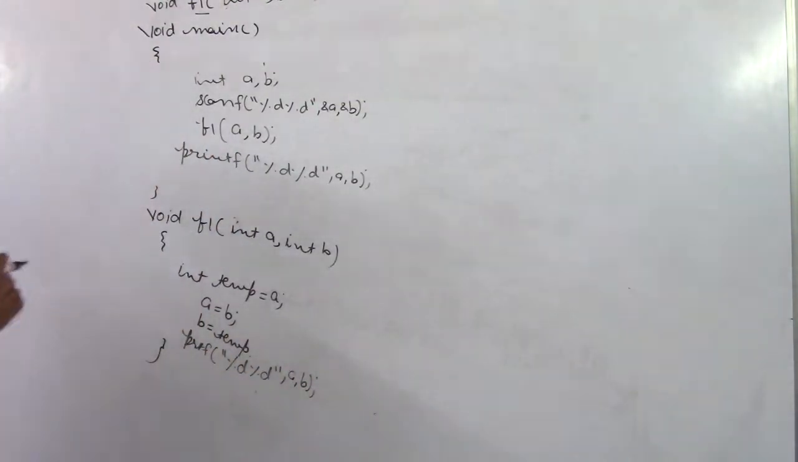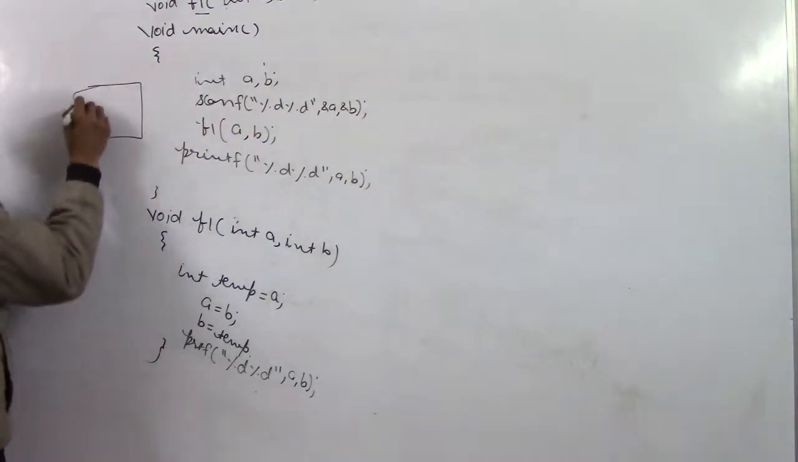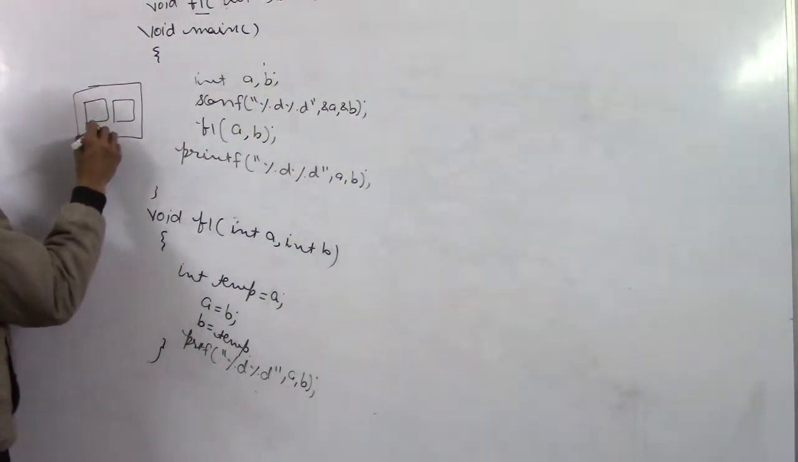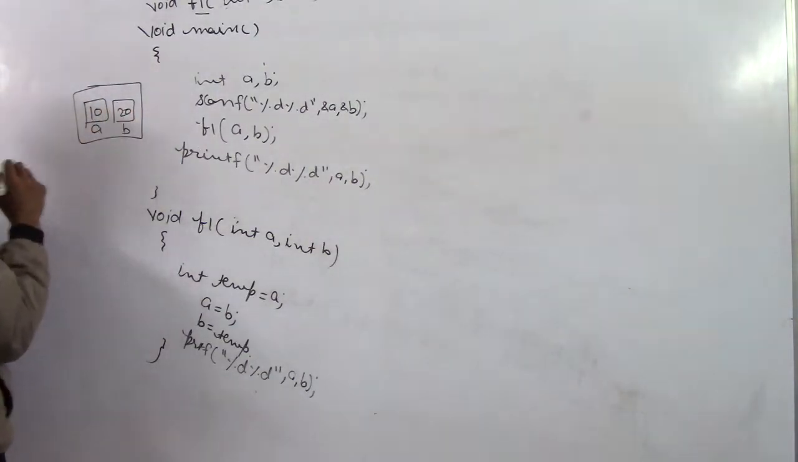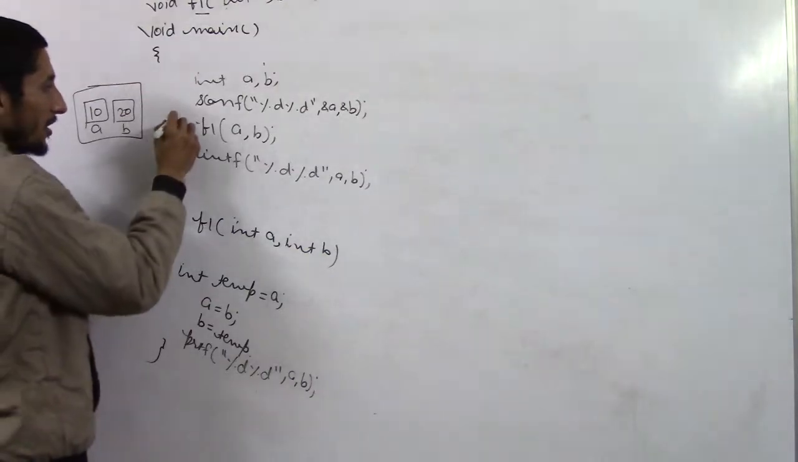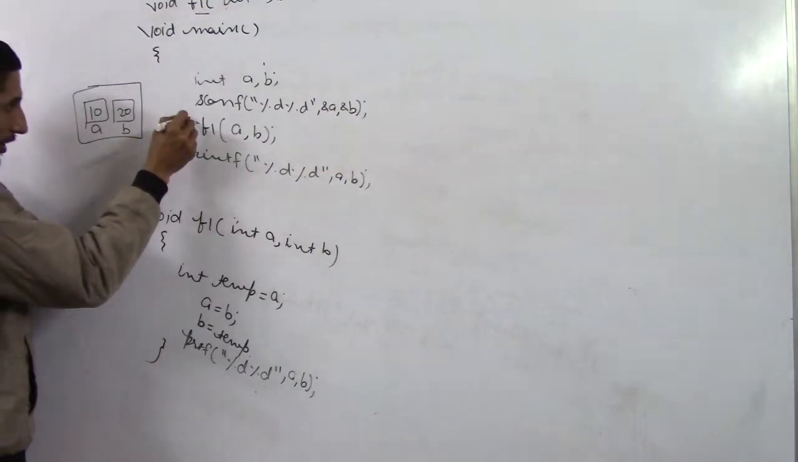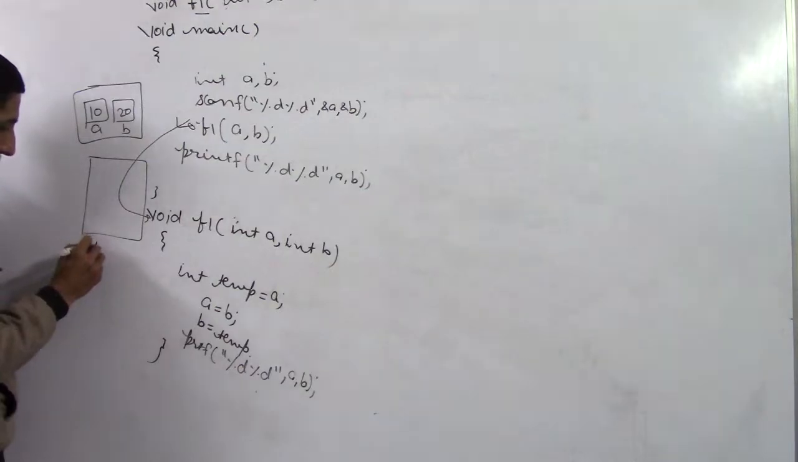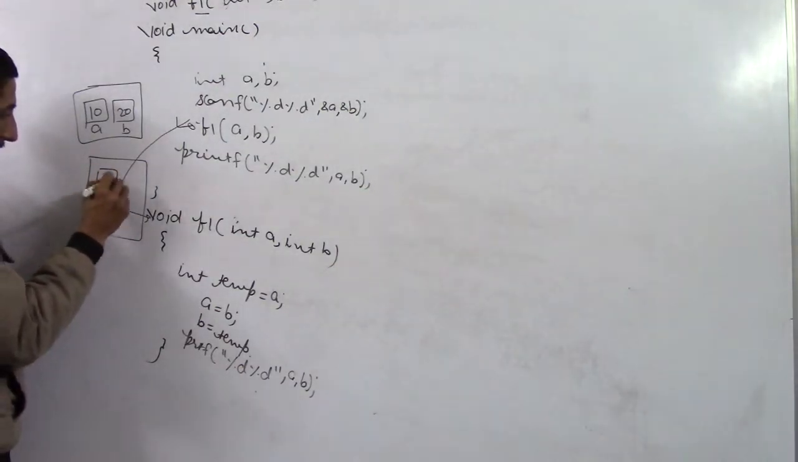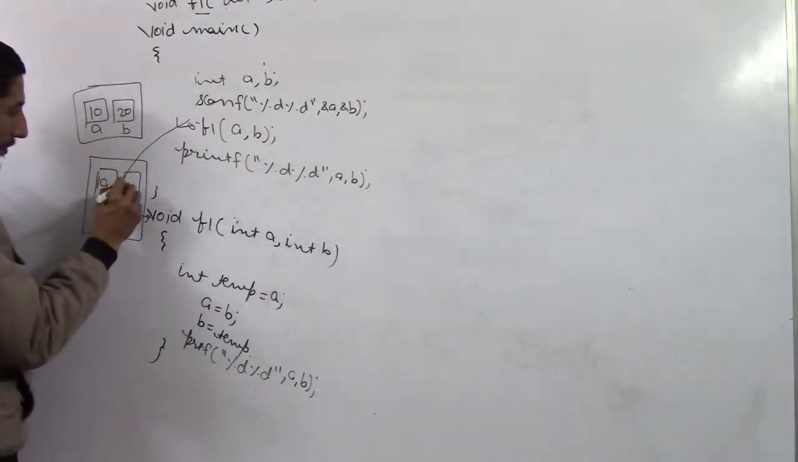So let me explain the program from the memory point of view. First of all, the compiler will search for main and allocate the memory. So the compiler is going to allocate the memory for a as well as for b. Let's say the value of a is 10 and the value of b is 20. Then I am calling a function named f1. So control will transfer from here to here, and it will allocate the block named f1, and we have a value a and a value b. The value of a is 10 and the value of b is 20.